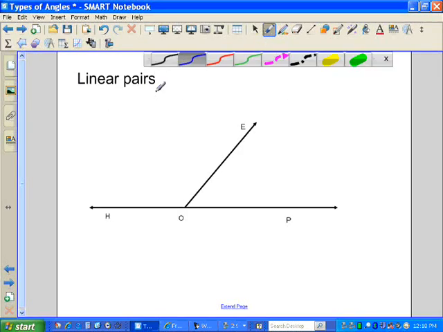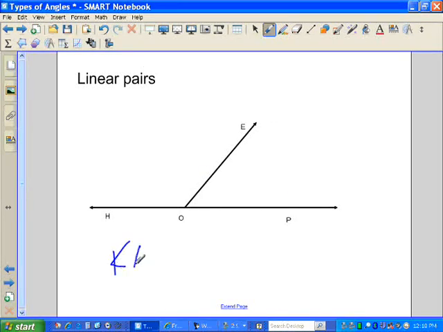I want a different color. I don't know why. Linear pairs. If you look at this, this is a linear pair. Okay, angle HOE and angle POE. Probably should make some notation on angles that when we're talking about angle HOE and angle POE.